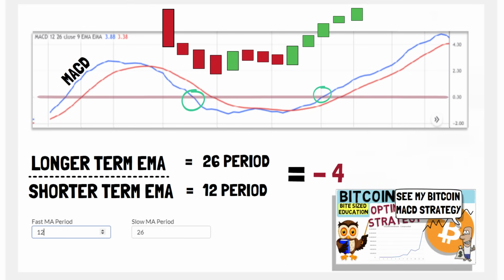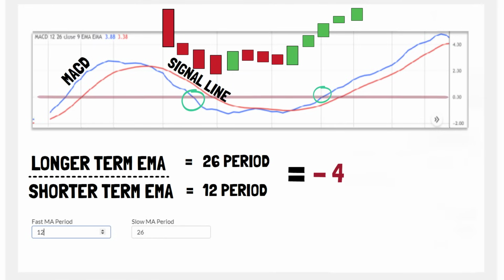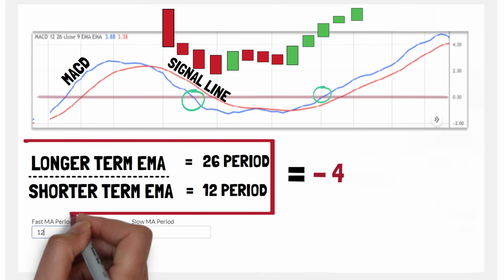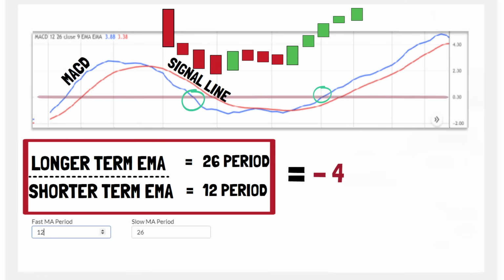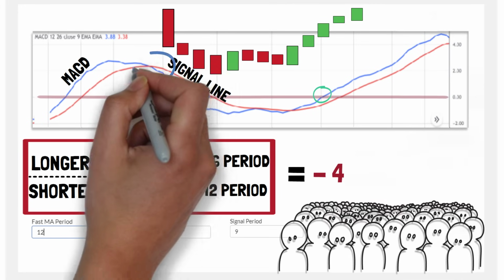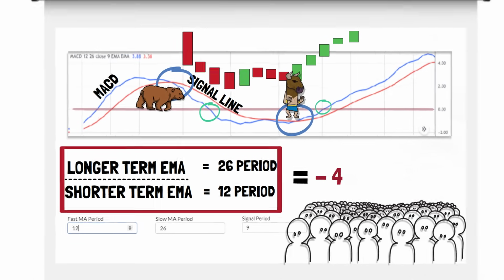The second line, or the red line in the MACD indicator, is the signal line. This line is plotted on top of the MACD line and is the exponential moving average of the MACD values for a stipulated time frame. A 9-period exponential moving average is most commonly used for the signal line. Traders use the crossovers between the MACD line and the signal line as trading signals. A bullish signal is when the MACD crosses above the signal line, and a bearish signal is when the MACD crosses below the signal line.